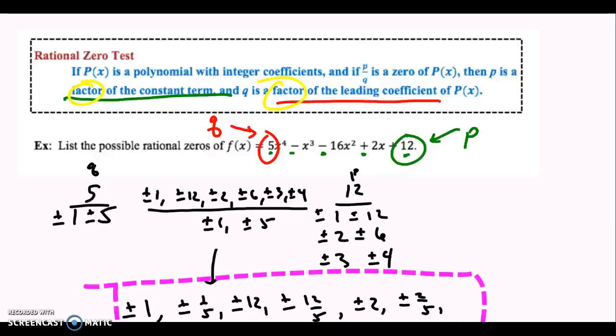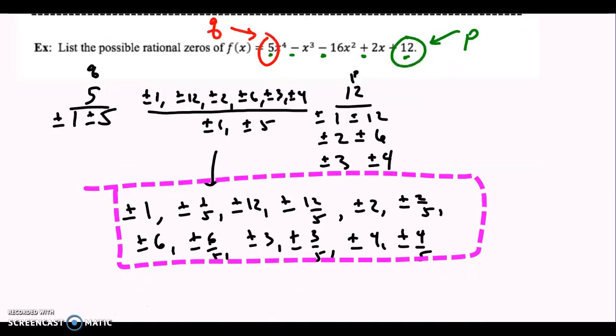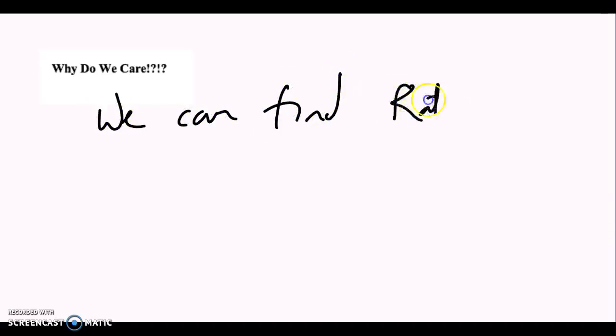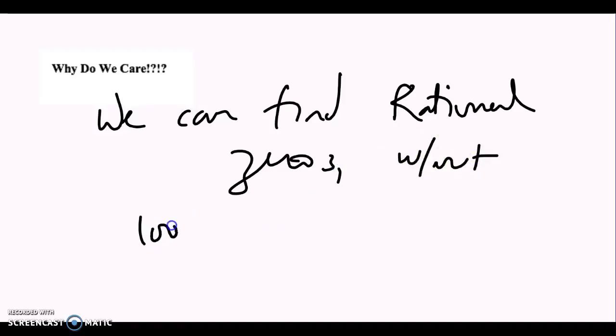So let's talk about why we care for a second. I had all these numbers. I'll be honest with you, we don't really care. Because we have graphing calculators that are pretty powerful, we can find the zeros, rational or irrational, by using the zero menu on the calculator, which I hope many of you, if not all of you, have used before. But let's say you don't have a graphing calculator. The reason we care is we can find rational zeros without looking at the graph.